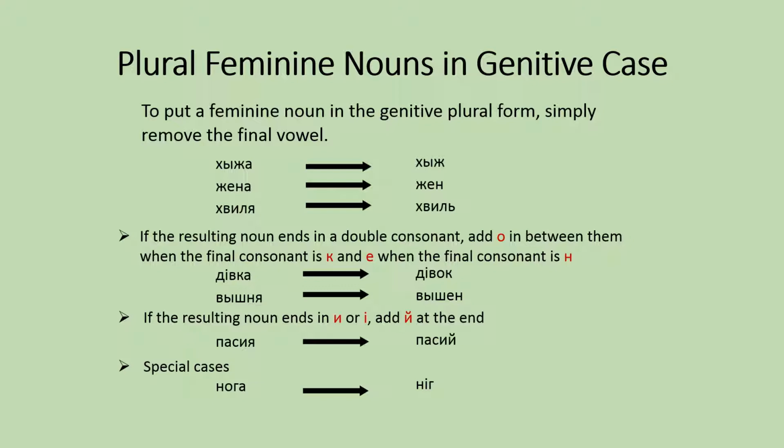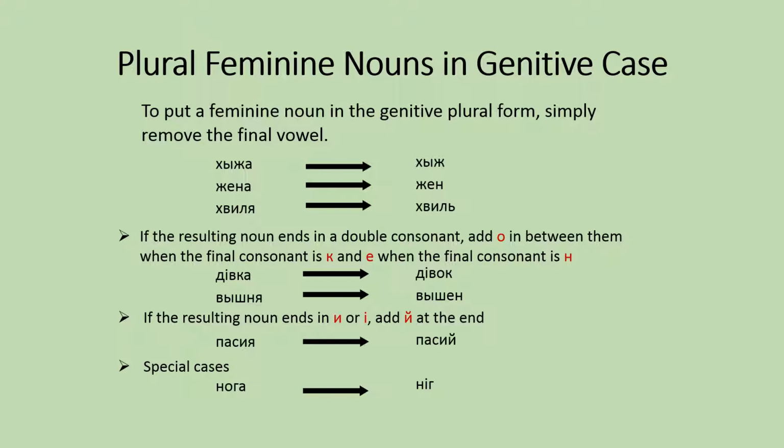Plural feminine nouns in the genitive case. To put a feminine noun in the genitive plural form, simply remove the final vowel. For example, hăja becomes hăj. Žena becomes žen. Chwilja becomes chwil.